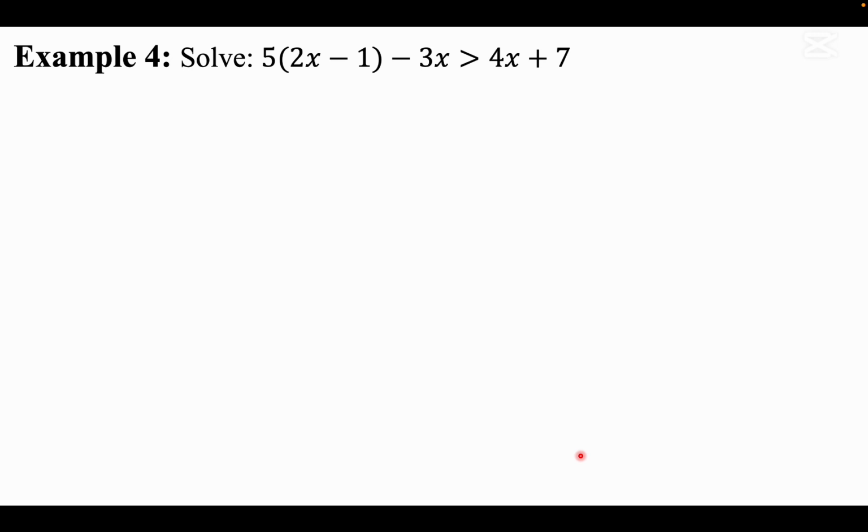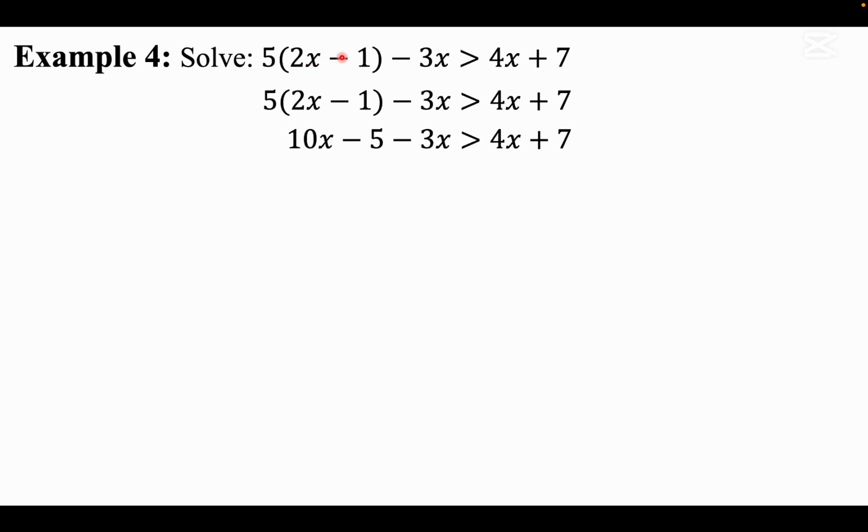Now, problem 4, a little bit more challenging than the previous ones, is we're going to distribute the 5 first to get 10x minus 5 minus 3x is greater than 4x plus 7. That's step 1. Step 2 says to combine any like terms. Well, I have a 10x and a minus 3x. That makes a 7x. So a minus 5 is greater than that.